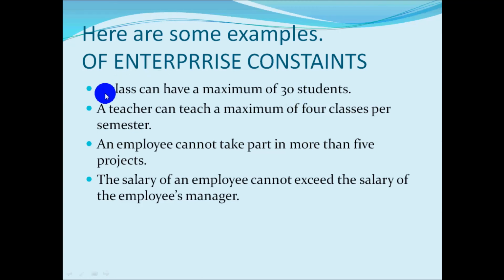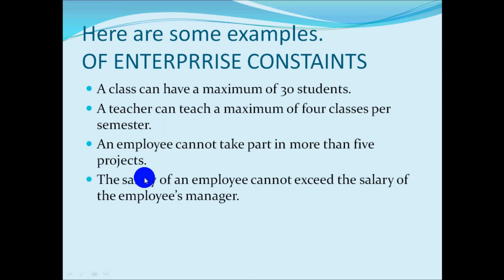Okay. So these are the enterprise constraints. A teacher can teach a maximum of 4 classes per semester. This is the concept. In another database, it may be in a Tamil Nadu college database, the teacher can teach a maximum of 10 classes per semester. It may vary. This is the enterprise constraint. An employee cannot take part in more than 5 projects. It is decided by their own firm.